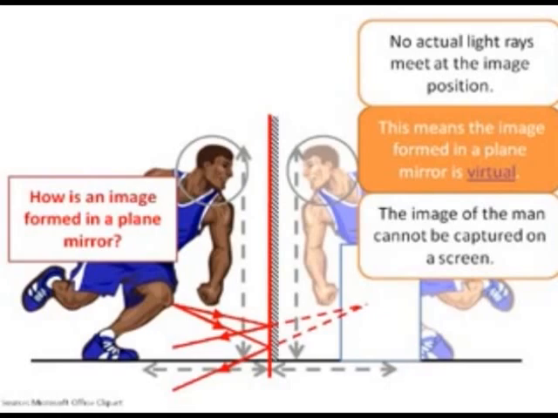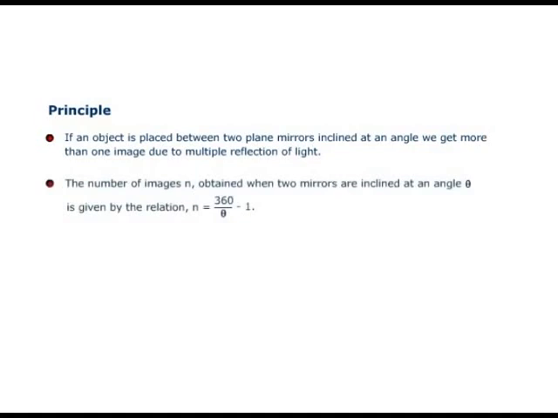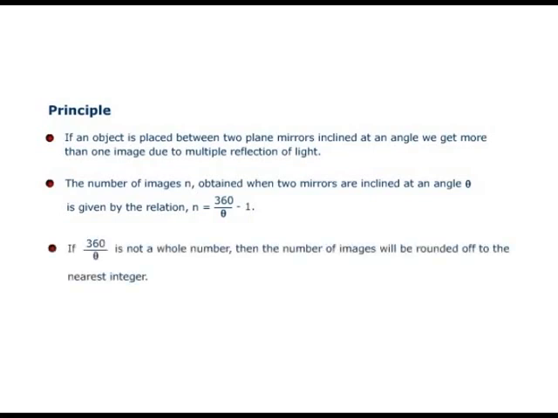And now to the most interesting part, images formed by mirrors at an angle. If an object is placed between two mirrors inclined at an angle, we get more than one image due to multiple reflections of light. The number of images N obtained when two mirrors are inclined at an angle theta is given by the relation N is equal to 360 over theta minus 1. If 360 over theta is not a whole number, then the number of images will be found by rounding off to the nearest integer.